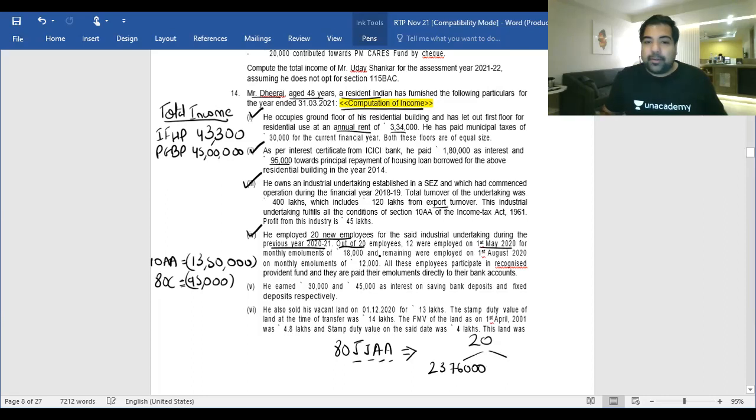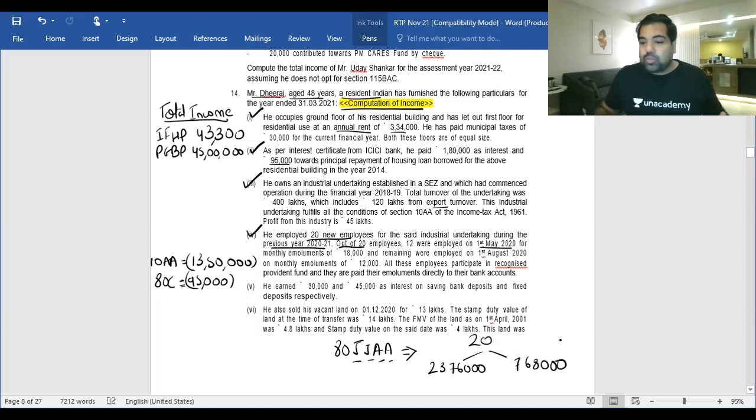And on the other hand, you have paid for the remaining. So the other was 8 employees. You paid them 12,000 per month and you've kept them from August. Even August, guys, qualifies because August, September, October, November, December, Jan, Feb, March. So basically you are there for 8 months. So that is more than 240. April, May, June, July, 4 months you're not there, 8 months you put them. So 8 into 12,000 into 8 is 7 lakh 68,000.